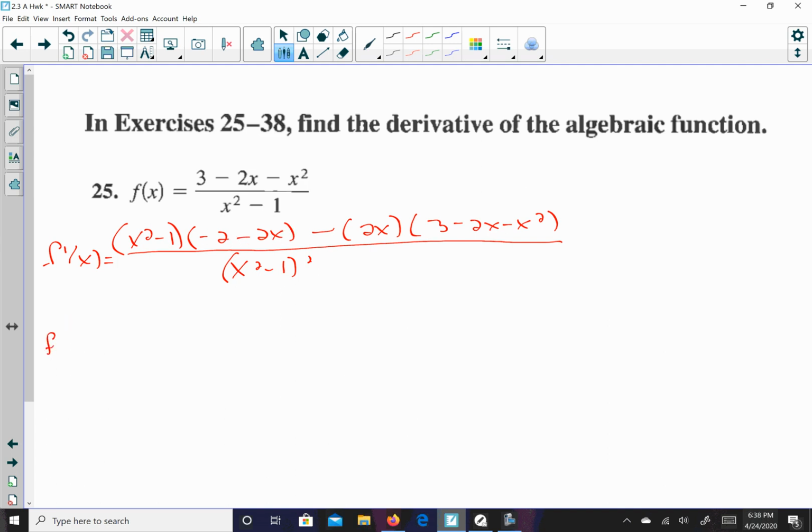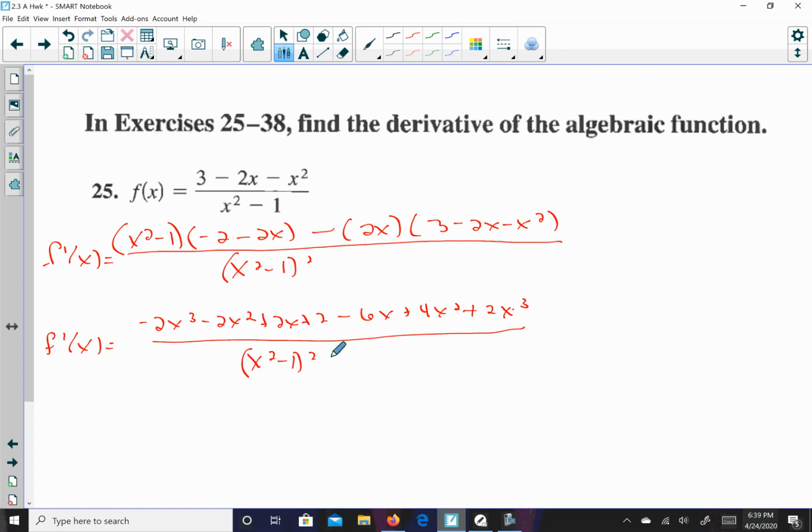And when I multiply the first two, I get negative 2x to the 3rd minus 2x squared plus 2x. Oh, probably should have factored out 2. Didn't think to do that. Now I'm distributing the negative 2, so this will be minus 6x plus 4x squared plus 2x. Oh, yeah, 2x to the 3rd. And this is all over x squared minus 1, that quantity squared.